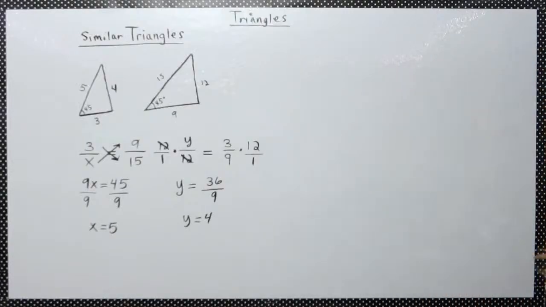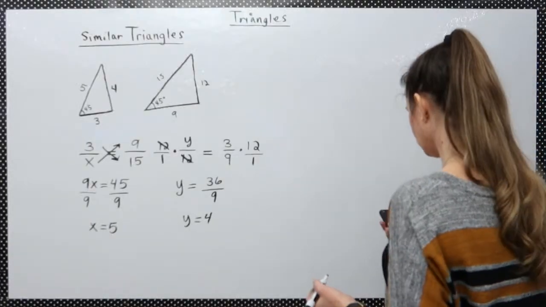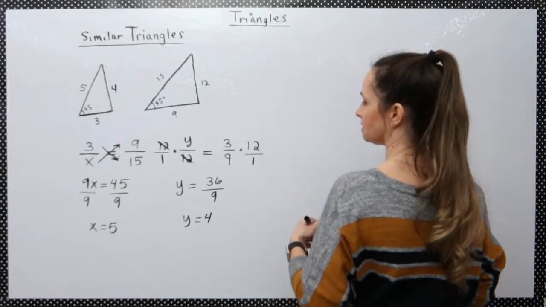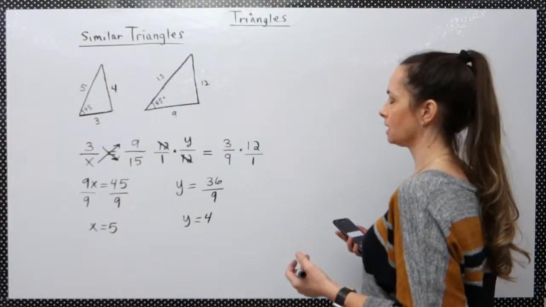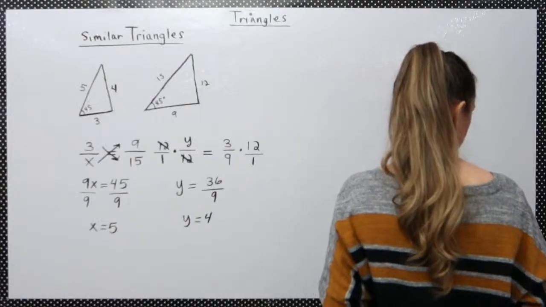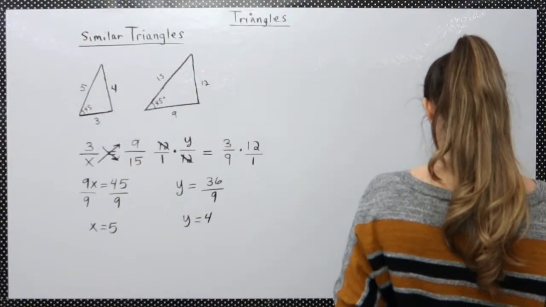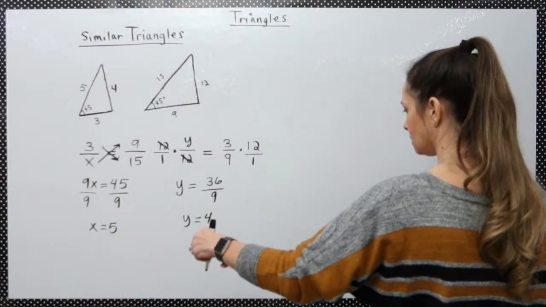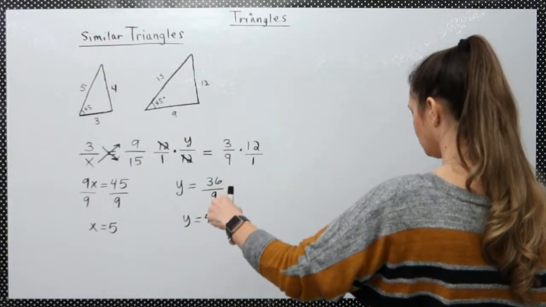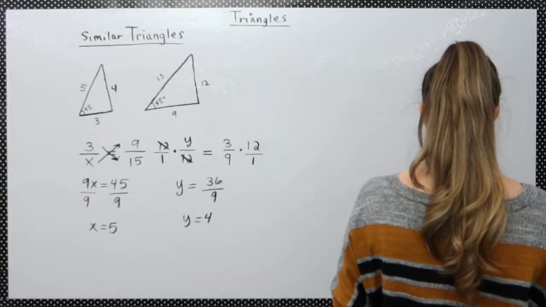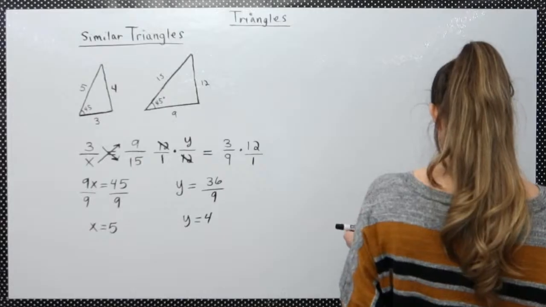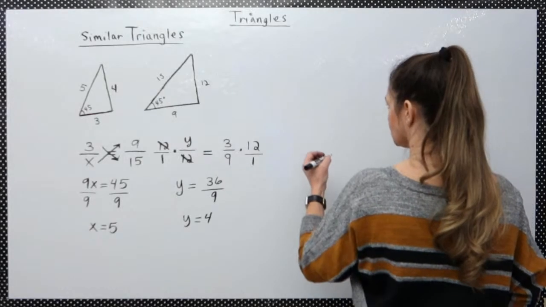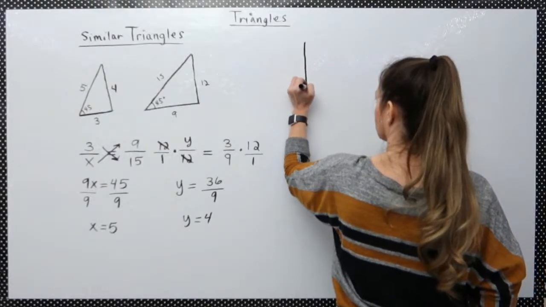One of my favorite applications of similar triangles is estimating the height of something that's really tall, a tree or something, just using shadows. You literally stick a pole in the ground and you measure the shadow and you measure the pole and you set up a proportion. It's pretty cool. So this one is similar to that. And this is good practice for me.